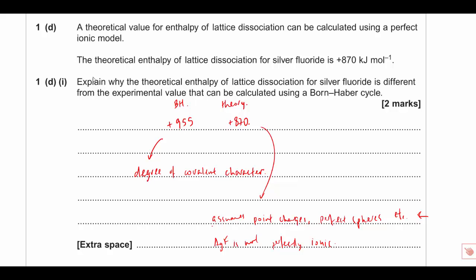Degree of covalent character. So explain why. Because there is a degree of covalent character, and it's different because the theoretical value assumes point charges, perfect spheres, etc. But obviously it's not, and that's the point. It is not perfectly ionic. It does not have these perfect spheres or point charges, and therefore there is a difference. 2 marks there.